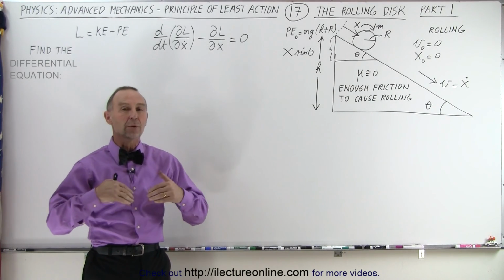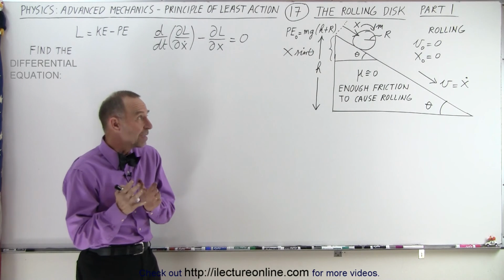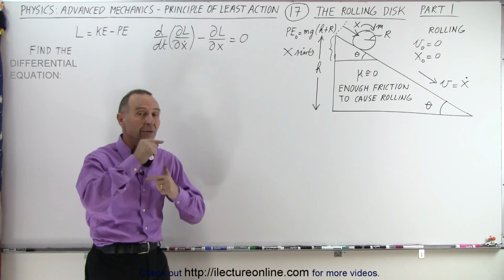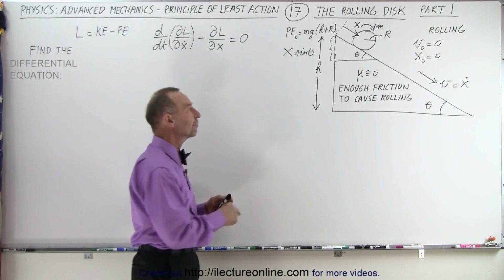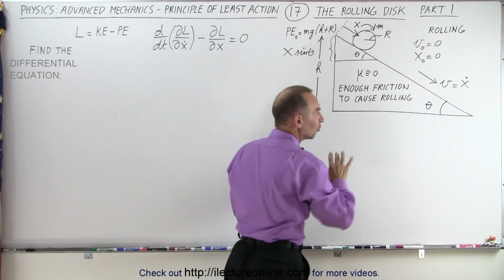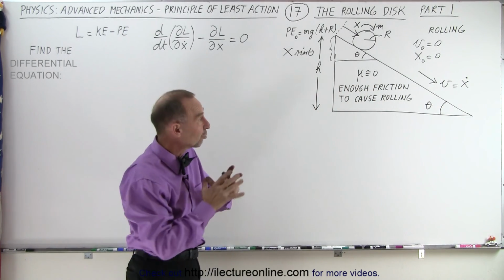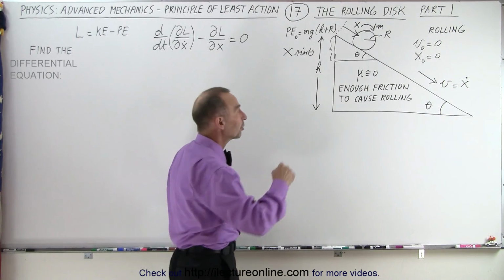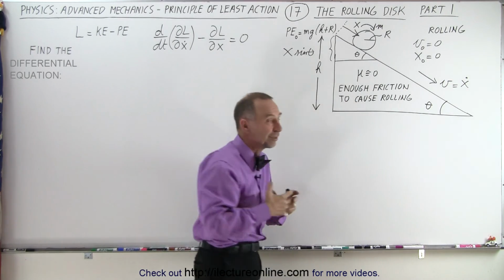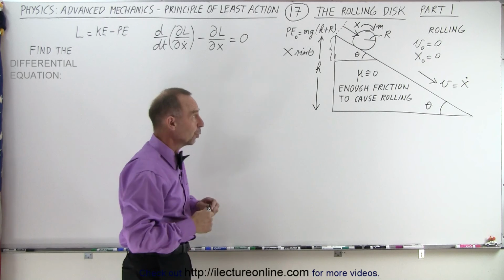Now let's allow our disk to roll. So we're going to do the same problems we just did, but now the disk will be rolling, which means the friction is still near zero, small enough so that we don't have to worry about it slowing down the rolling, but enough to cause the roll to happen. Otherwise, with zero friction, the disk could not roll.